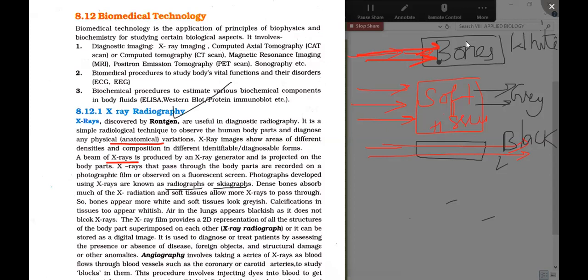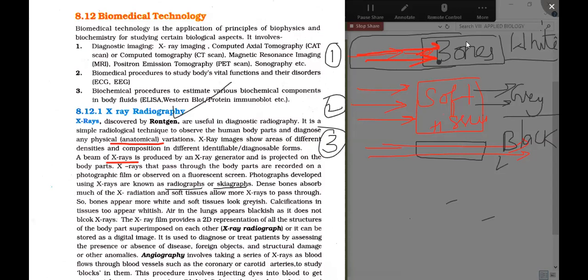Dense bones absorb much of the X-ray radiation, and soft tissues allow more X-rays to pass through. That's why bones appear more white. Soft tissues appear grayish. Then the air in the lungs appears blackish as it does not block X-rays. These 3 points you need to remember while writing an examination.